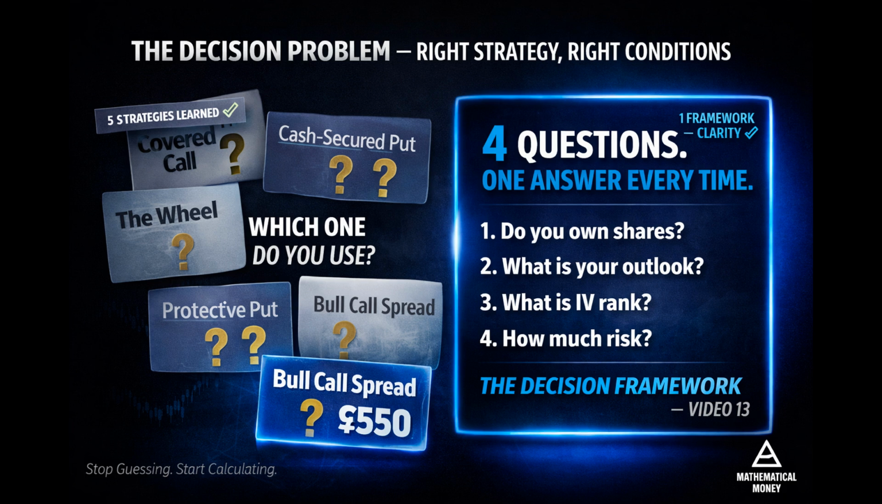But knowing how each strategy works is only half the job. The other half is knowing which one to deploy and when. Picking the wrong strategy in the wrong conditions is as costly as picking no strategy at all. High implied volatility is the environment where you sell premium, not buy it. Binary events demand defined risk positions, not open-ended ones.